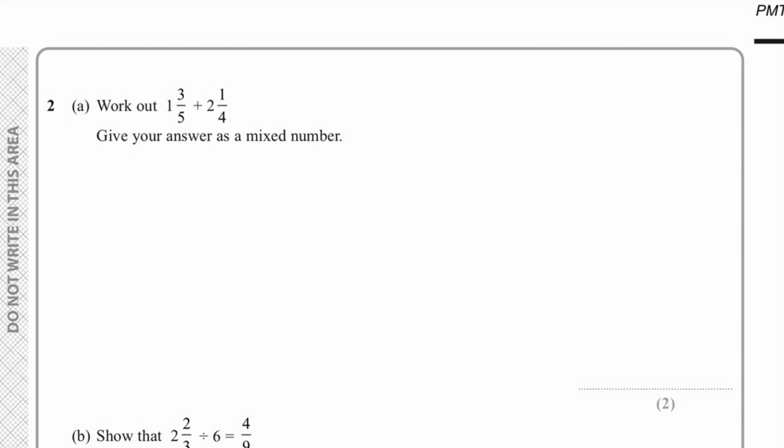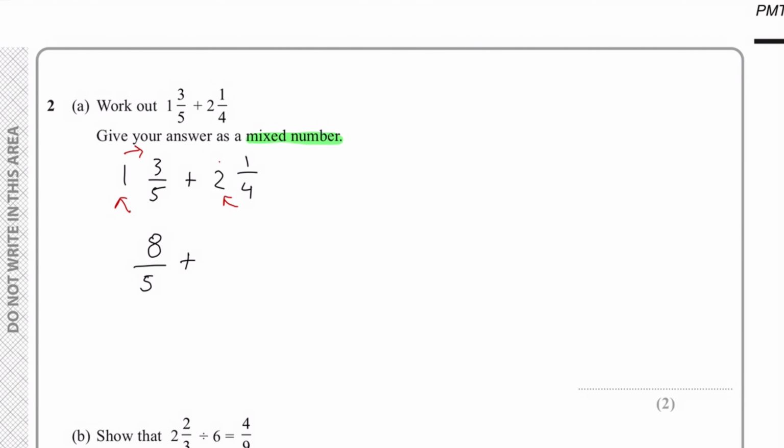Question 2, we need to work out 1 and 3 over 5 plus 2 and a quarter, giving our answer as a mixed number. Our first step when answering questions like this is to convert our mixed numbers into improper fractions. You can see I've drawn 2 arrows on the screen. Now these arrows are going to tell us how to convert them. To start with we do 5 times 1, and then we're going to add our numerator. So 5 times 1 is 5, and we add 3 to give us 8. Our denominator always stays the same.